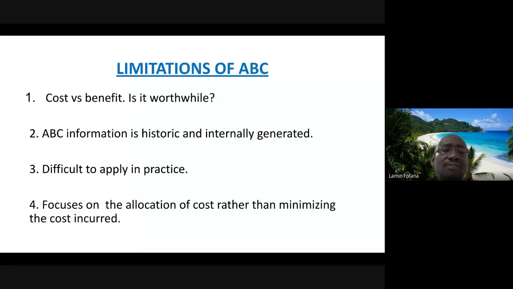And of course, it focuses on allocation of cost rather than minimizing the cost incurred. But in actual sense, since you'll be able to know how cost will be allocated and you will have a fair allocation of cost, by using that technique you will be able to control and minimize costs.